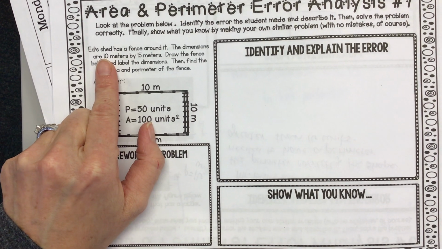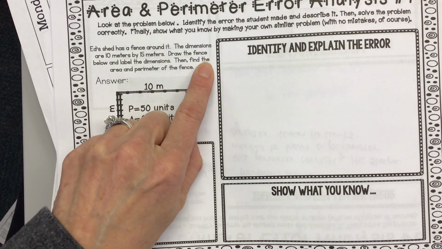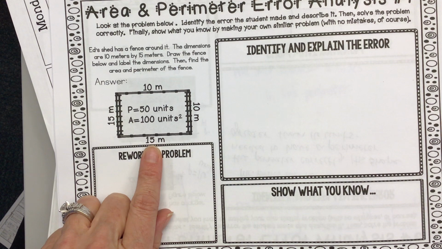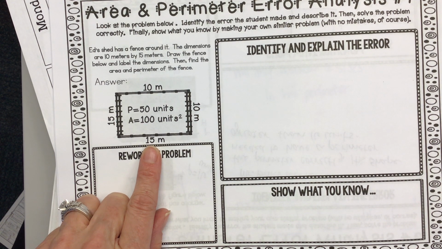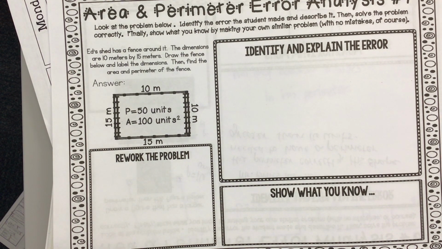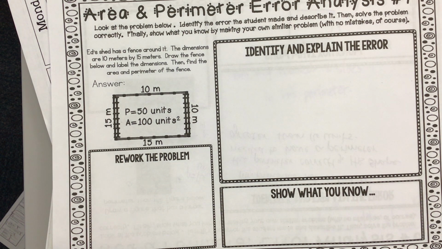No offense. Okay. Ed's shed has a fence around it. The dimensions are 10 meters by 15 meters. Draw the fence below and label the dimensions. Then find the area and the perimeter of the fence. Okay. What mistake do you see?